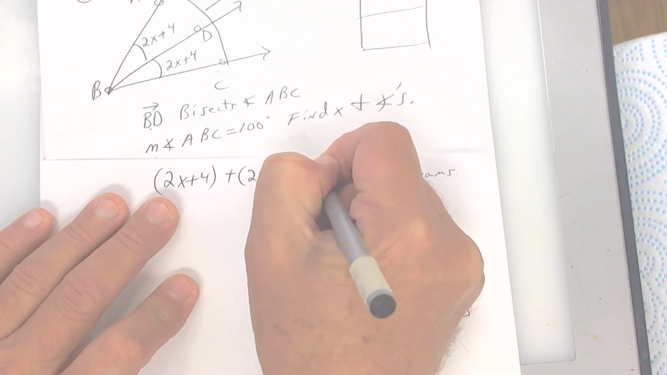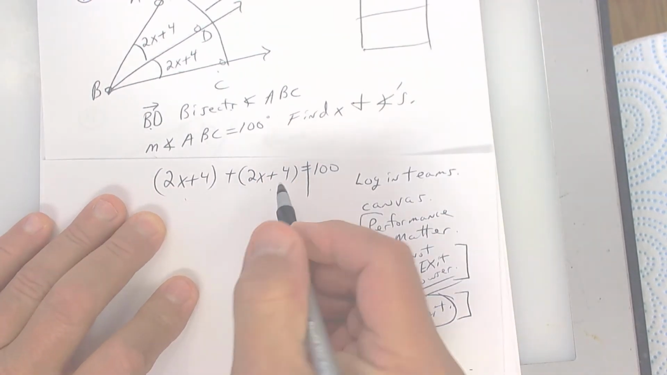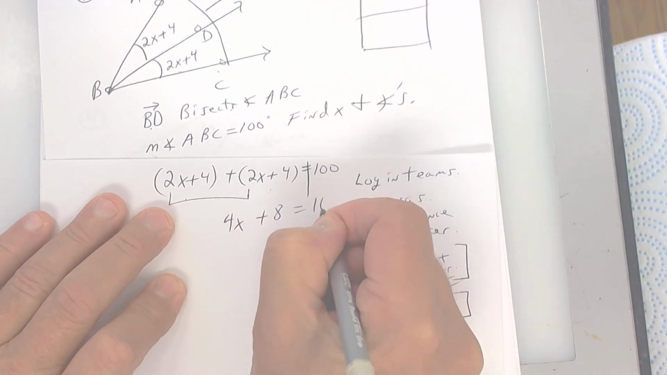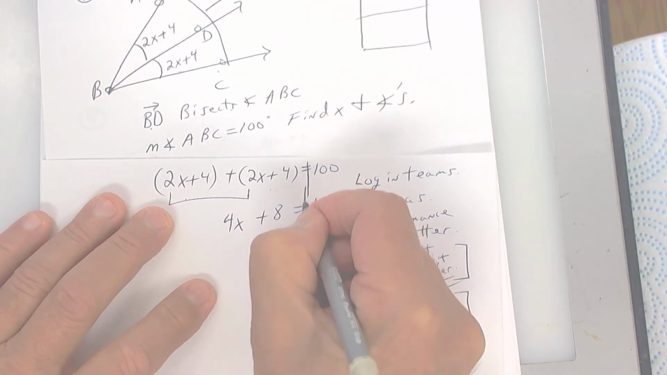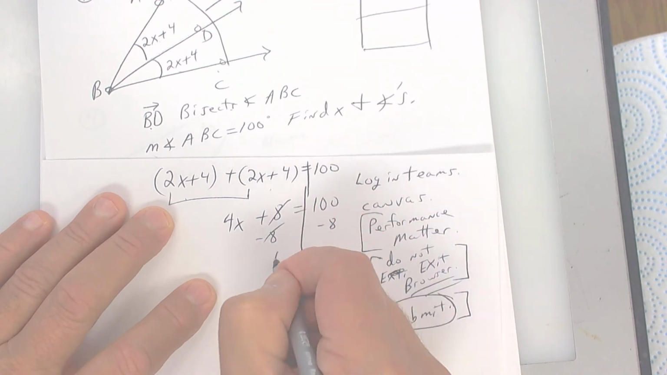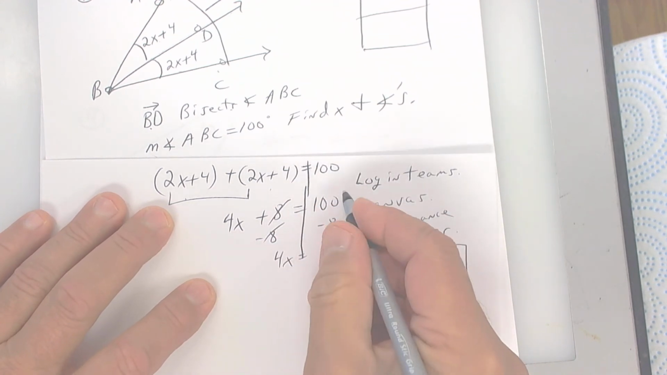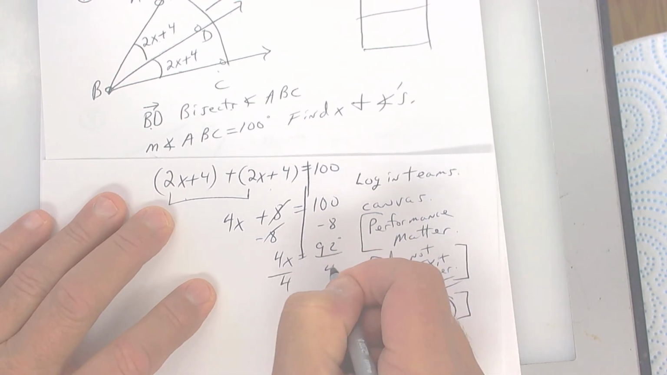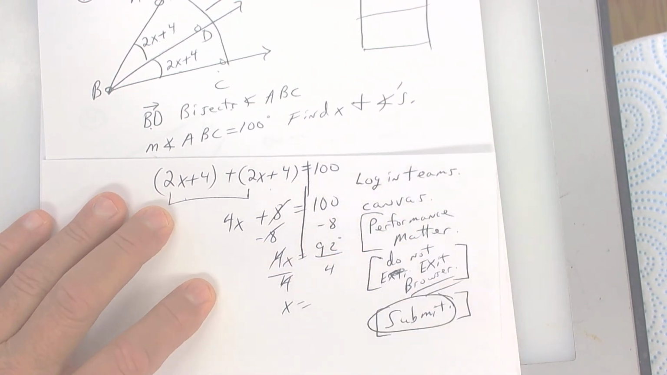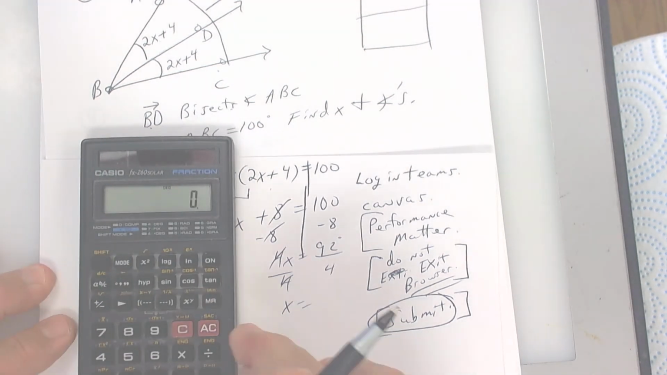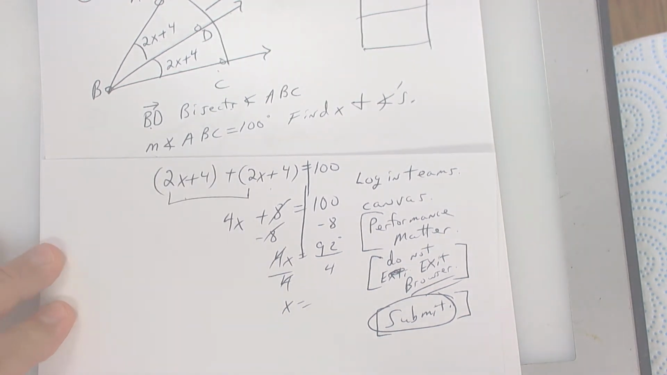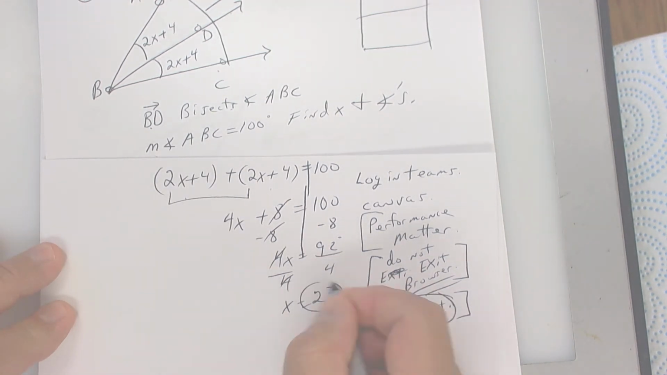Anyway, we're going to say equals 100. So we're going to add up the x's and get 4x plus 8 is equal to 100. We're going to subtract 8 from both sides. So we get 4x is equal to 92. And then we're going to divide by 4. 92 divided by 4, I get 23, it does go evenly. So x is 23.